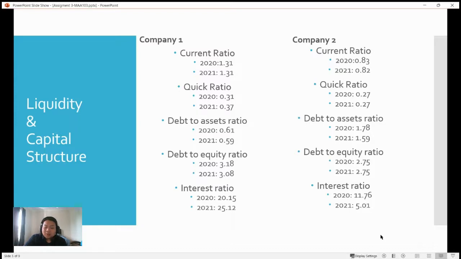And next is debt to equity. So basically, the debt is divided by the total equity. So the higher the number is, the worse it is.